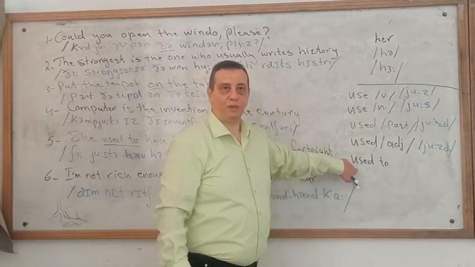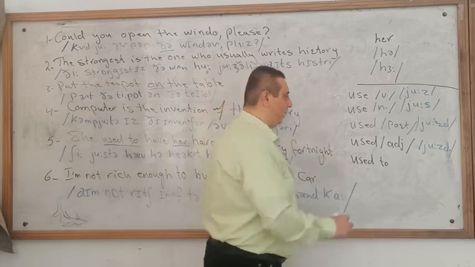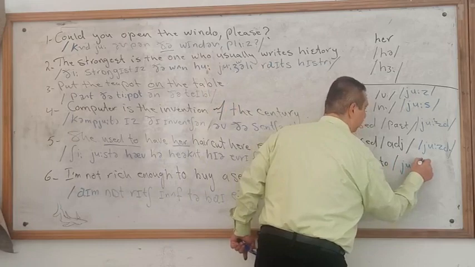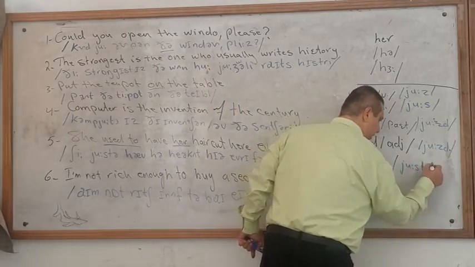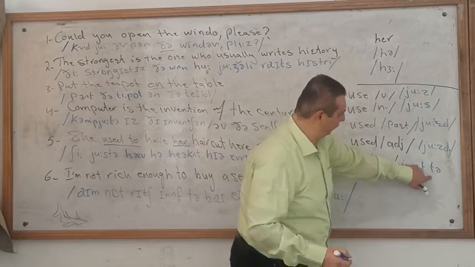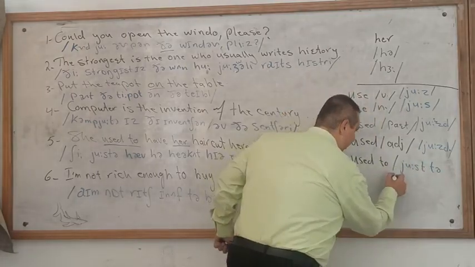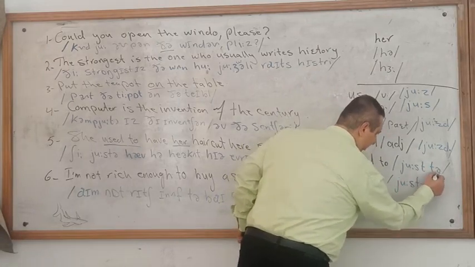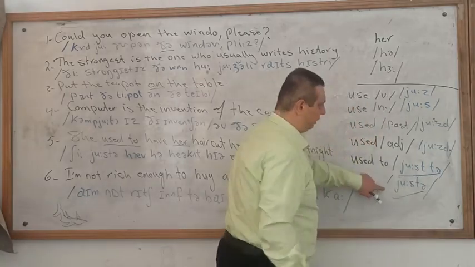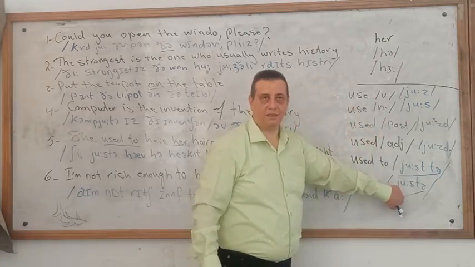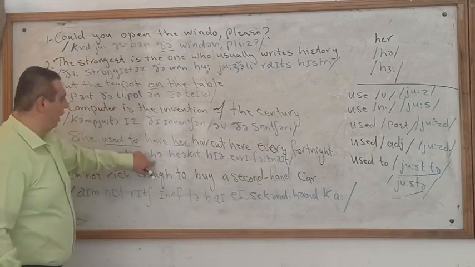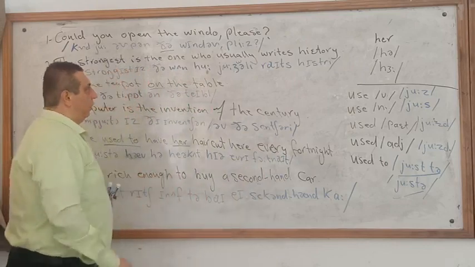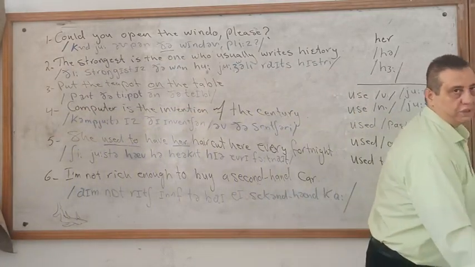But the habitual thing, used to, we write it as used to. But because we have kind of double, we transcribe it as used to. We do it as one word, used to. So she used to have her haircut here every fortnight. We will write extra four sentences.